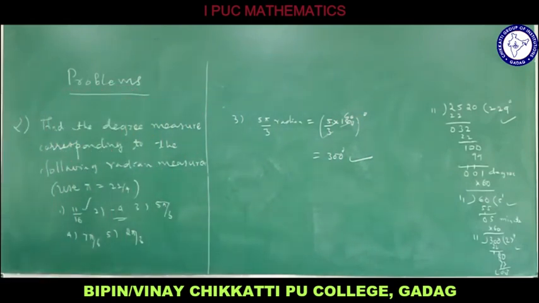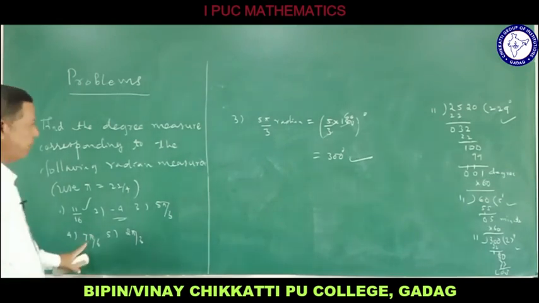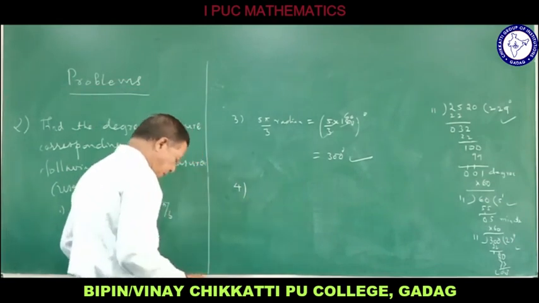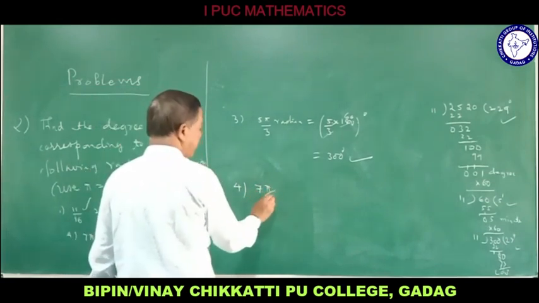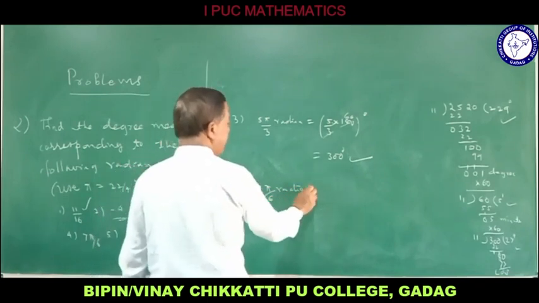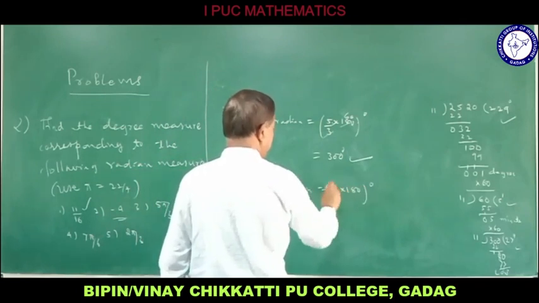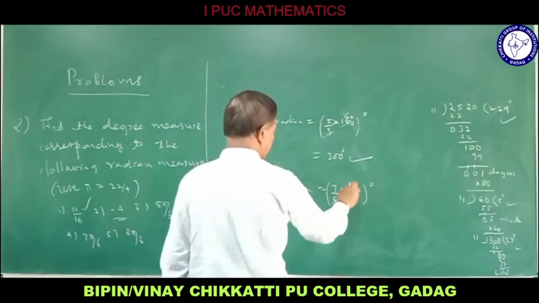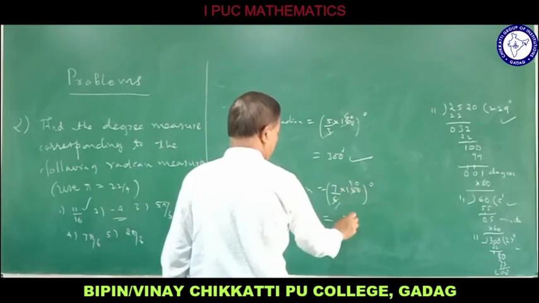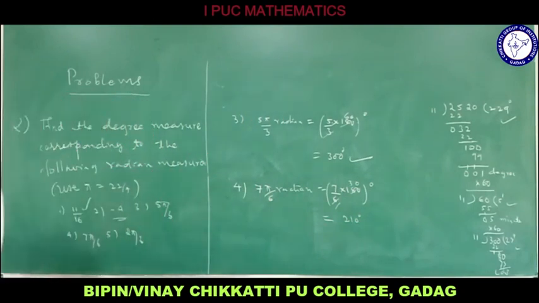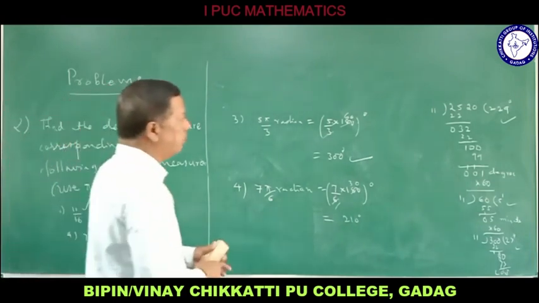So now you go for the next, 7 pi by 6. And look at how to convert, how to write this. 7 pi by 6 radian is equal to 7 by 6, pi means 180 degrees. Again you have to go for 6 ones are 6, 6 3s are 18, so 210 degrees. How many degrees did you get? 210 degrees. The last one is 2 pi by 3.